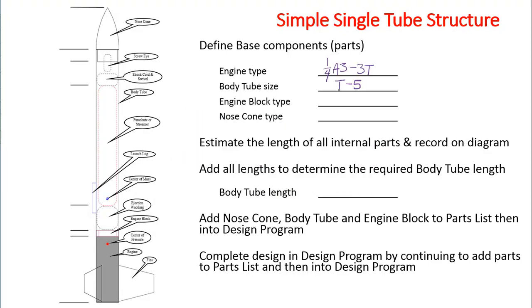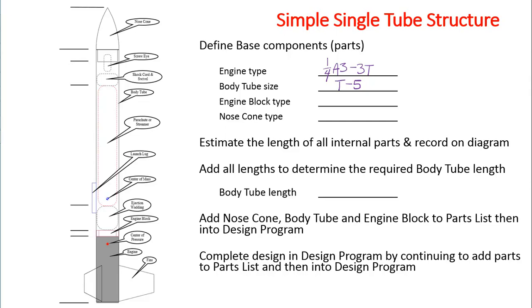You should now have the engine and body tube size filled in. A 1/4 A3-3T is your engine, and your body tube size is a T5. Now you need to select an engine block and a nose cone. If you were an experienced designer, you would either select parts you are already familiar with, go to the website of your parts supplier and search for an appropriate part.